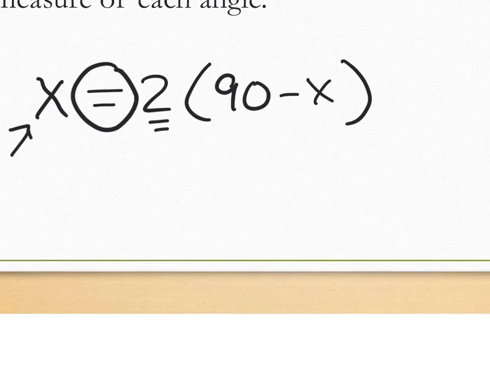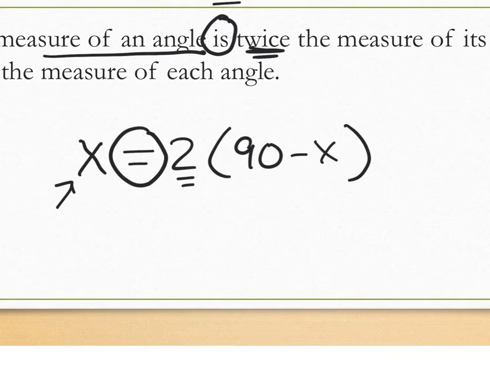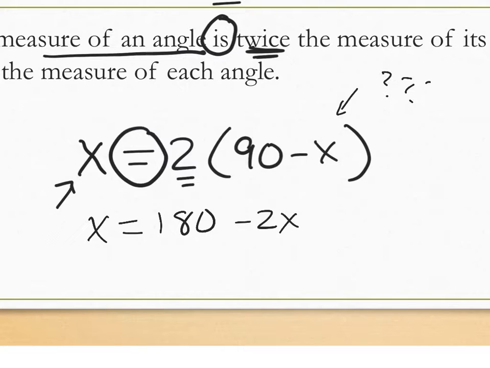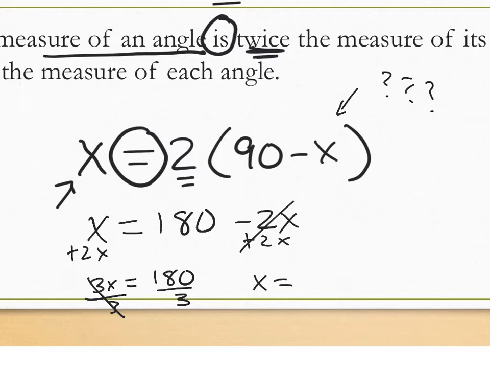So now we're actually going to go through and work this out. We've got x is equal to, now I'm going to do a little distribution here. 2 times 90 is 180, and 2 times negative x is negative 2x. So far, so good? I realize that this part is a little like, what? But it's because whatever the angle is, for its complement, you just take 90 minus that number. I'm going to add 2x to both sides, and I get 3x is equal to 180. From there, divide by 3, and x is equal to what? 60. One of the angles is 60.